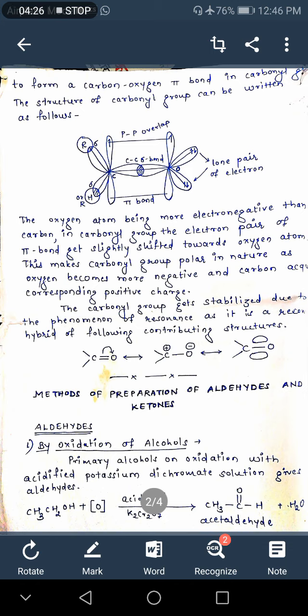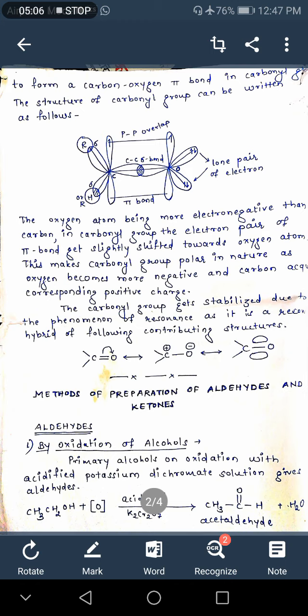Now when you concentrate on oxygen, the remaining two hybrid orbitals of that oxygen already contain a pair of electrons, which is called a lone pair of electrons. Therefore oxygen always carries two lone pairs here. And now concentrate on the remaining 2 sp2 hybrid orbitals of carbon, where you can see that carbon may form a bond with either hydrogen in case of aldehyde or with alkyl or aryl groups in case of ketone. So this is the structure of the carbonyl group.